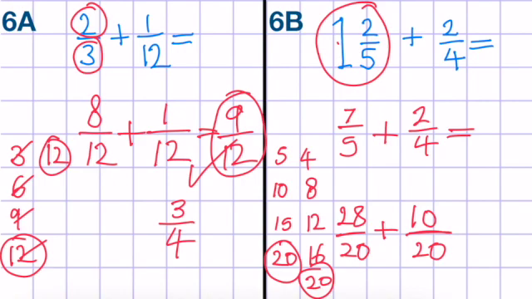And here we have got an improper fraction. We've got 38/20. If you want to write that as a mixed number, 20 goes into 38 once, so we have 1 whole, and then that leaves 18/20.